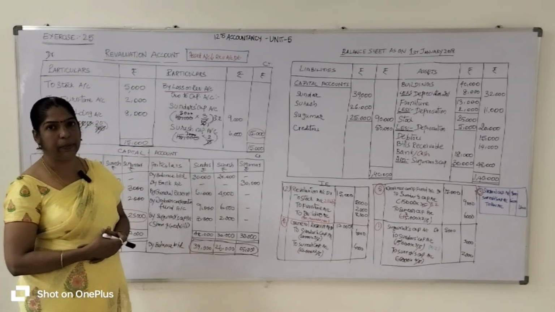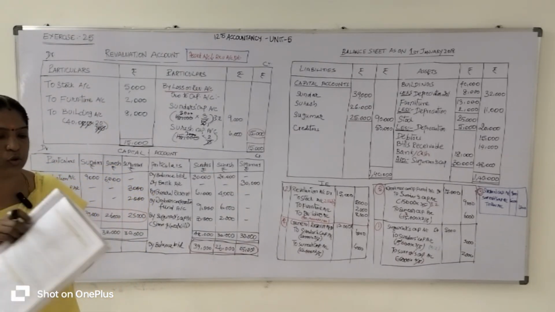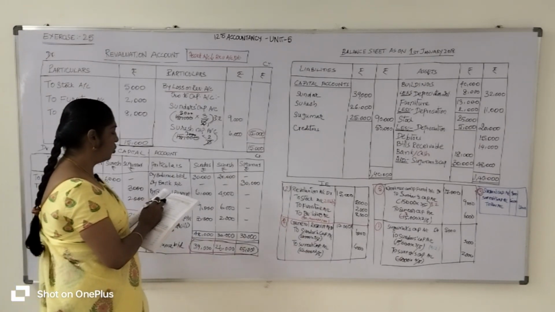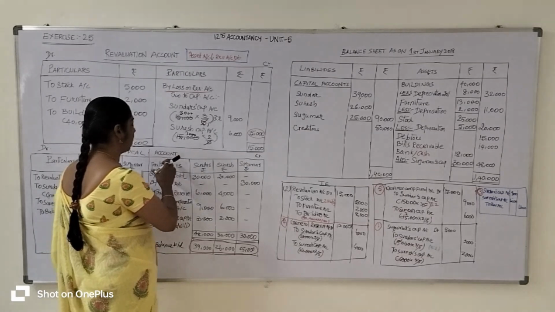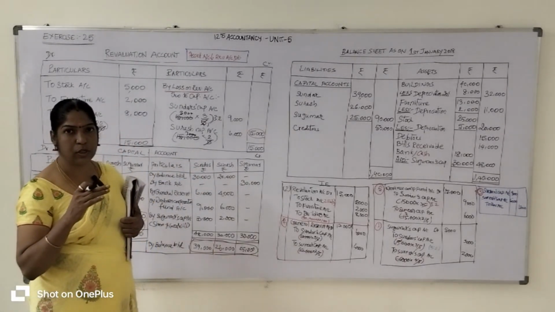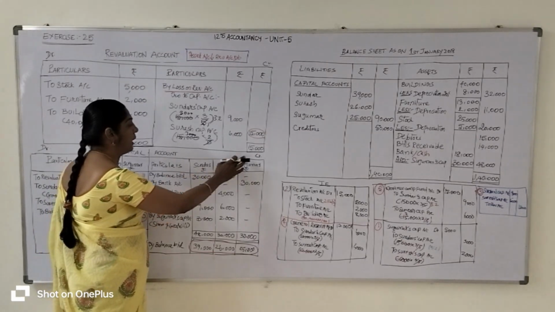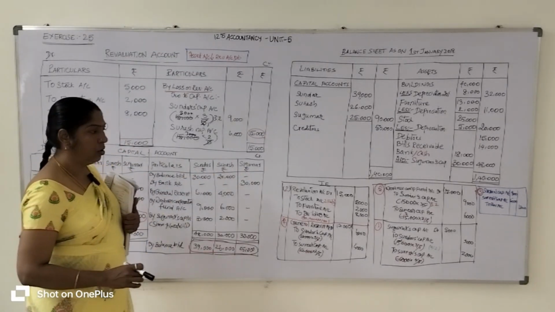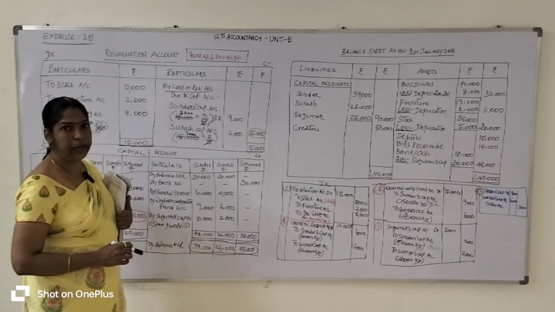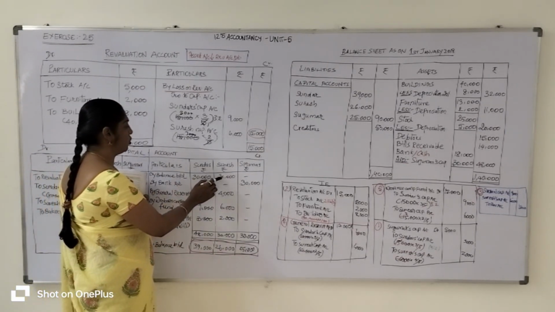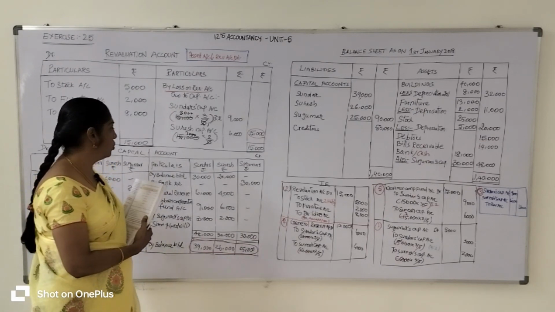the opening balance of the capital account. They have given the opening balance in the question: Sundar and Suresh, 30,000 and 20,000 rupees. The opening balance of the capital account will always show on the credit side. So, by balance brought down, meaning opening balance, we enter 30,000 rupees and 20,000 rupees for Sundar and Suresh.